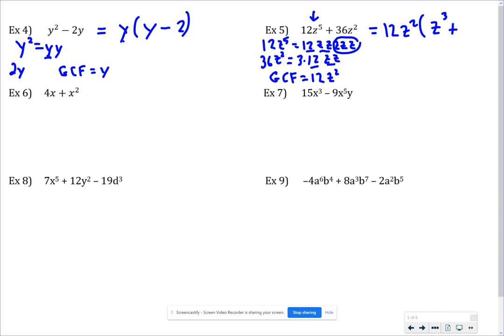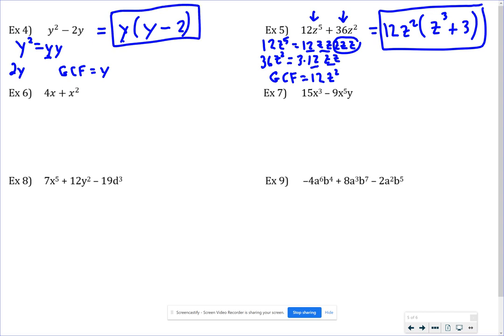If I look at the second piece, divide out the 12, there's a 3, but I've taken the z's both out. So it's just a 3. And you can check your answer by remultiplying or redistributing. If you distribute the 12z squared through the parentheses, you will get what we started with, 12z to the 5th plus 36z squared. Okay? So our answers, notice they were written as products. So look at example 4 and example 5. When we factor out a GCF, we are writing it as a product. Okay?